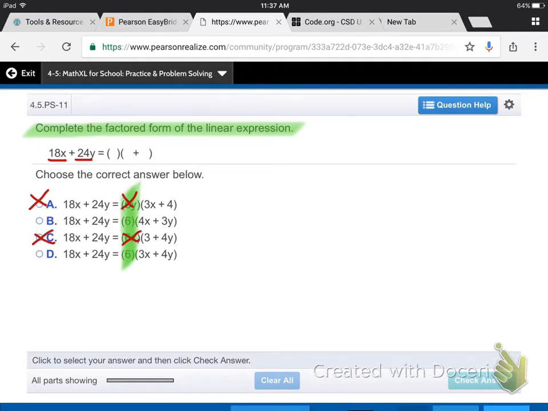So we have B and D saying that our GCF is 6. Now we just have to figure out which one is correct. So let's look at this. Is 6 times 4x equal to 18x? No, that's 24x. So that's wrong. It has to be answer choice D, right there.